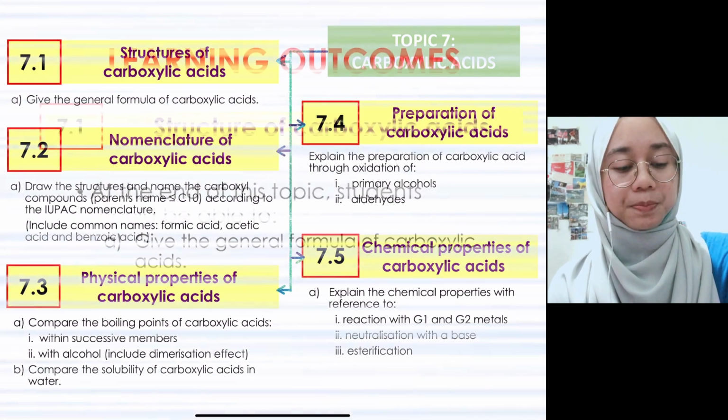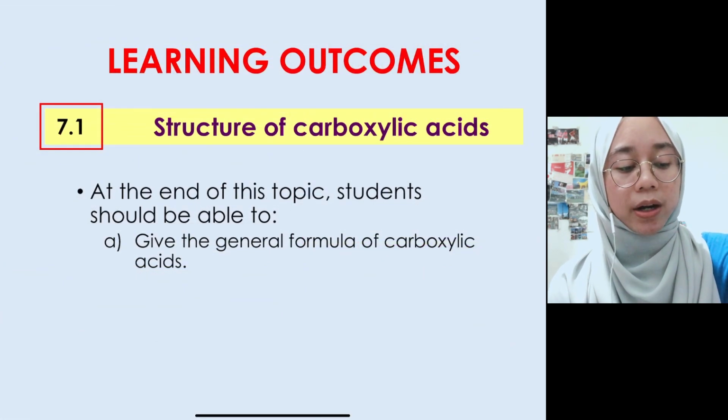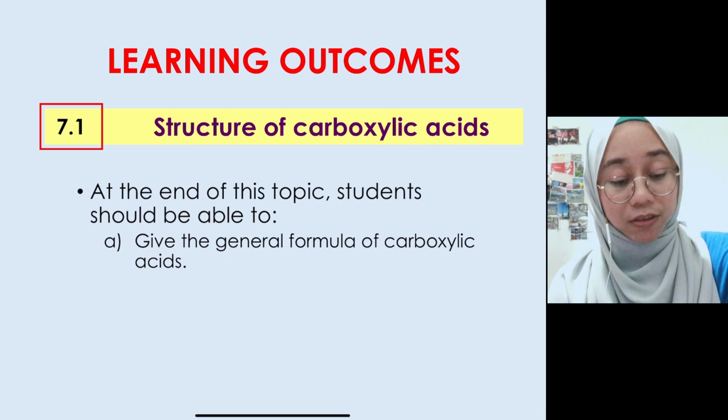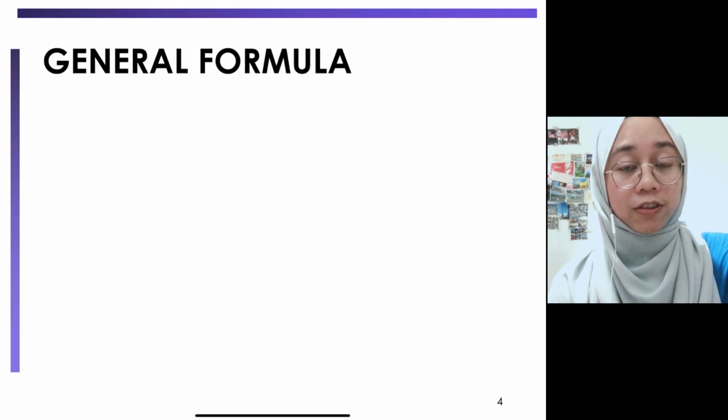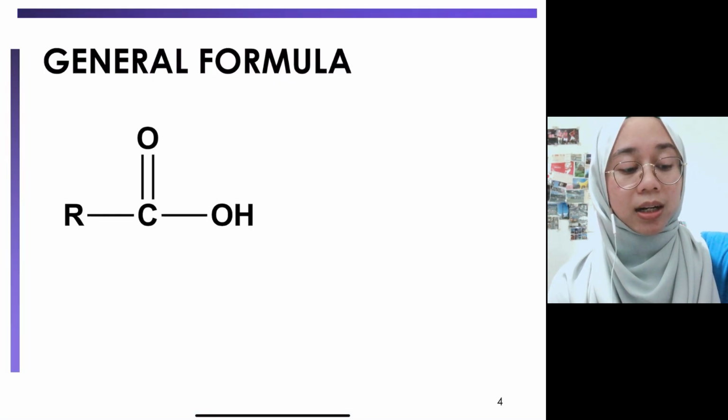So let's have a look at the learning outcome. For 7.1, what you need to know by the end of this subtopic is just to give the general formula of carboxylic acid. So very simple here. The general formula is RC double bond O OH.